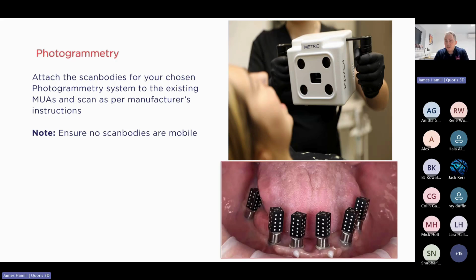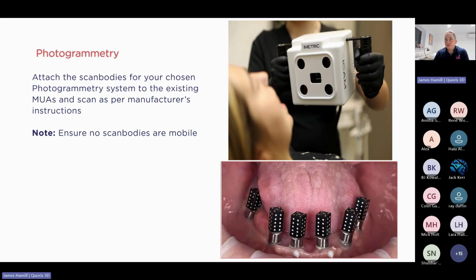What you see on the screen is iMetric, probably one of the most popular, and the iCam, and you follow the manufacturer's requirement. You must ensure that these are screwed down correctly, that they are not damaged. If they are damaged, then you will have to replace them. You will have an error in your scan, okay, or an error all the way through to your final bridge. So it's very important that you understand that these scan bodies don't last forever.